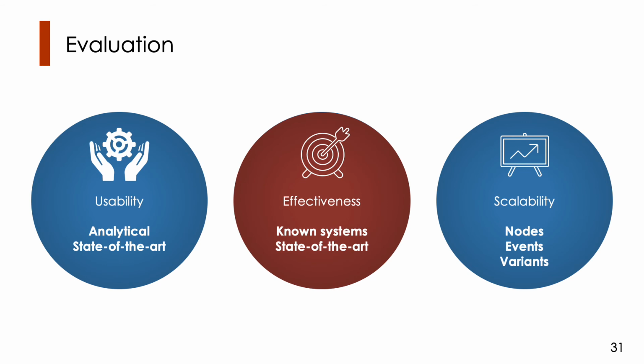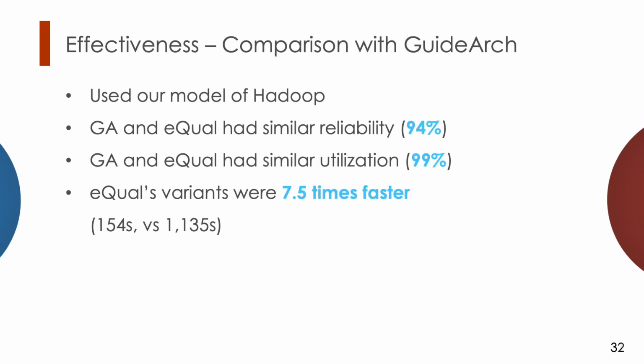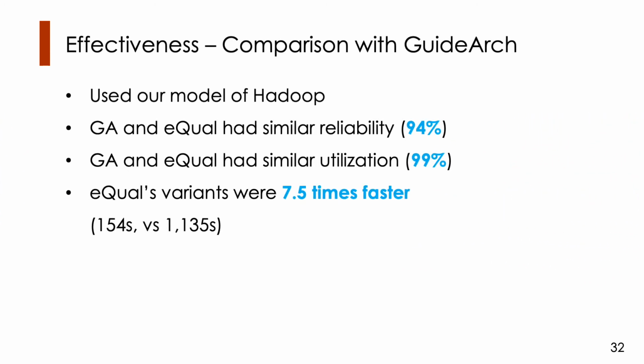The second perspective was the effectiveness of eQual. So we applied eQual on the Hadoop model that we had developed before using both eQual and GuideArch, and we saw that our model had similar reliability and utilization compared to GuideArch, but pretty close. But in terms of speed, eQual's variants were 7.5 times faster than GuideArch. So at the very least, we were as good as GuideArch in terms of the quality of the produced outputs.